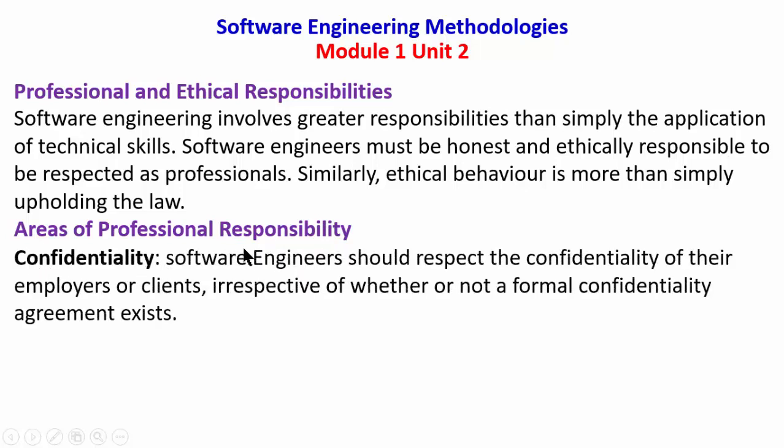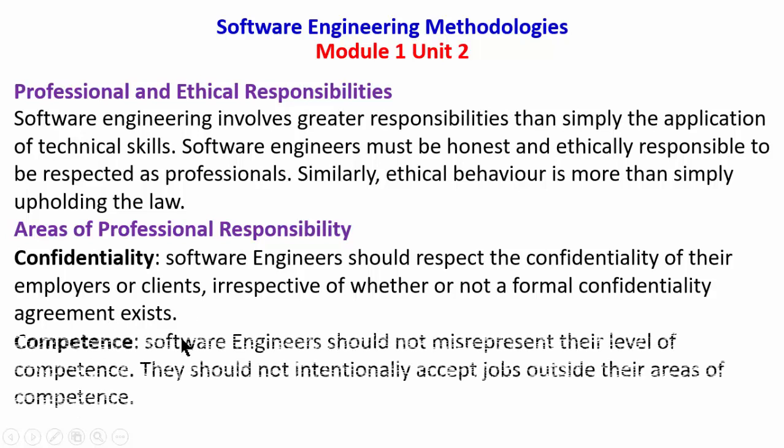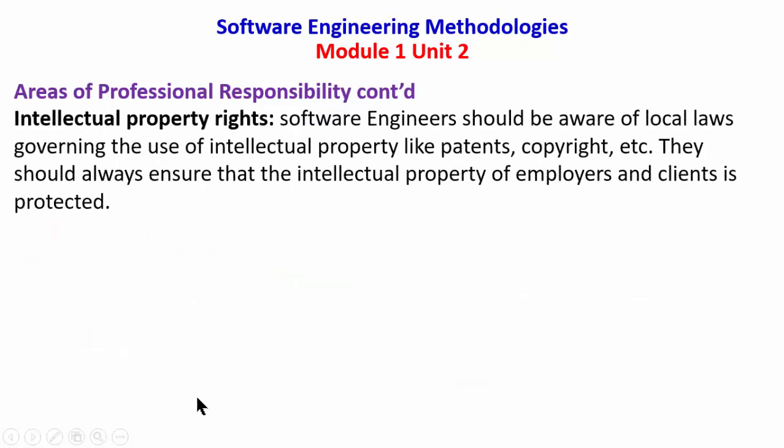Areas of professional responsibility. Confidentiality. Software engineers should respect the confidentiality of their employers or clients, irrespective of whether or not a formal confidentiality agreement exists. Competence. Software engineers should not misrepresent their level of competence. They should not intentionally accept jobs outside their areas of competence.